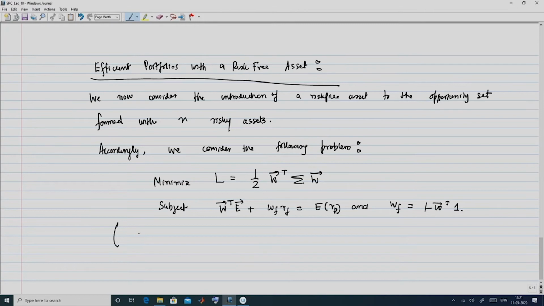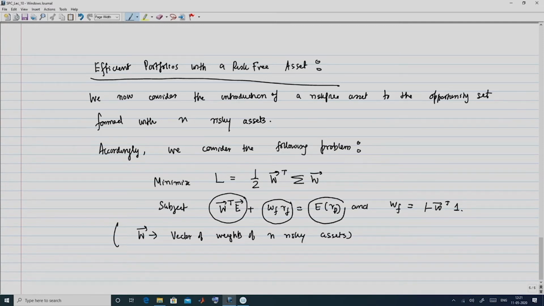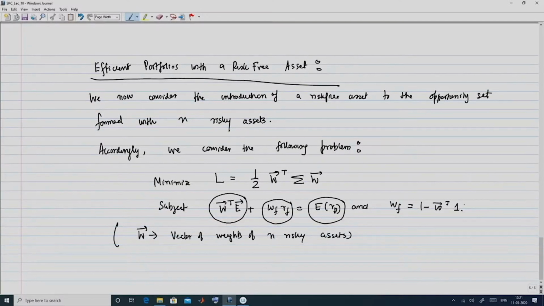So, just to justify why I have been doing this. Here remember this W vector is the vector of weights of n risky assets. So, this term is the weighted sum of the expected return of all the risky assets, plus the weight into the return of the risk free asset, and this must add up to the expected return of the portfolio P, which now comprises the n risky assets and one risk free asset. Further, this W transpose 1 is the sum of the weights of the risky assets. So, if I bring this to the left hand side, this plus WF adds up to 1, and that is how we get this relation.